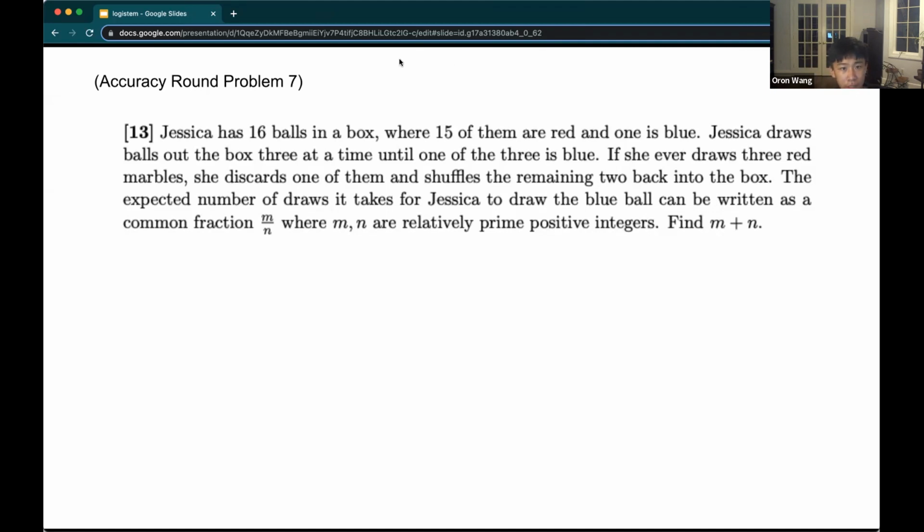Okay, we'll go over this now. So this problem is kind of similar to the last problem. Let us define a function f of n, which is the expected number of draws for some n number of balls. So for example, what we're looking for is f of 16. And based on this, we can find an equation for f of n.